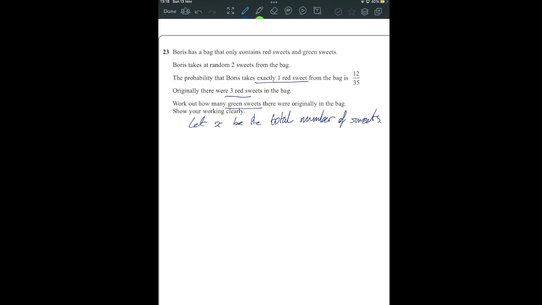So now I can start to create myself a tree diagram and put the probabilities in to better visualize this situation. So in each case I'm either picking a red or a green, red, green, red, green. There are 3 red sweets, so the probability of picking a red sweet is 3 out of the total, 3 out of x. But if there's x in total and 3 of them are red, then x minus 3 are green. And this also means that the probabilities do indeed add up to 1.